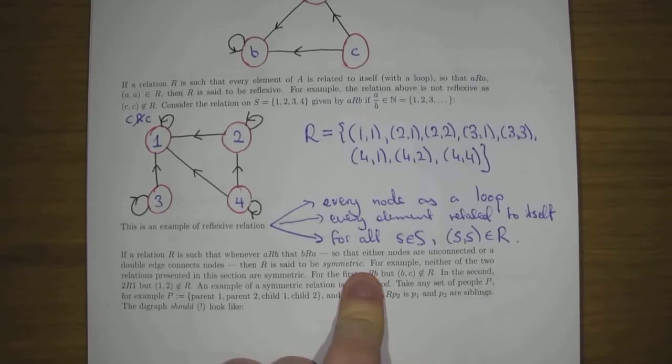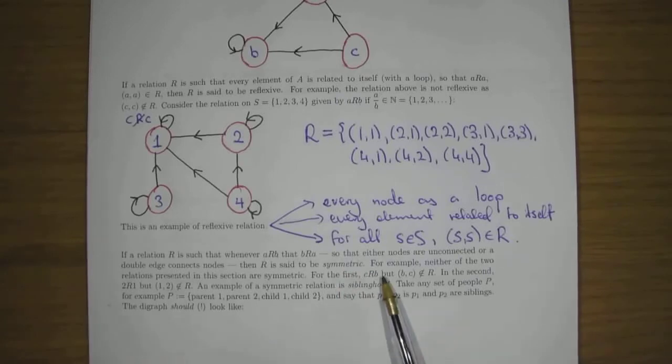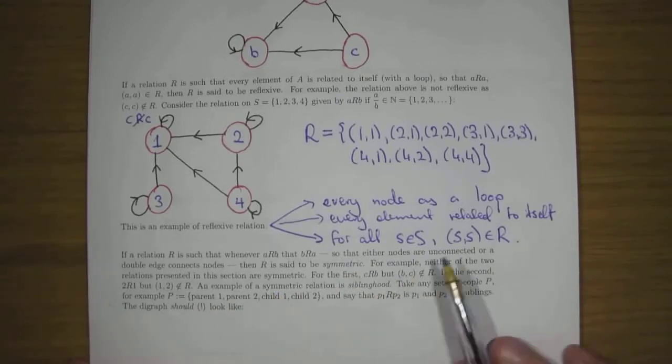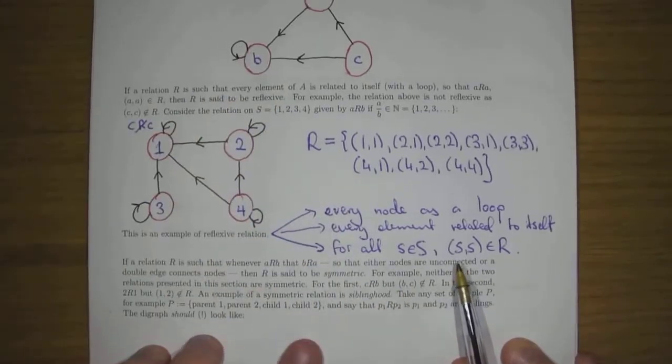Now, the best way to explain symmetric and not symmetric is Facebook and Twitter. On Facebook, when you're friends with someone, they're friends with you. That's a symmetric relation. Whereas on Twitter, you can follow someone. That would be an edge going from your node to their node, but they mightn't necessarily follow you. So for example, neither of the two relations presented above are symmetric.